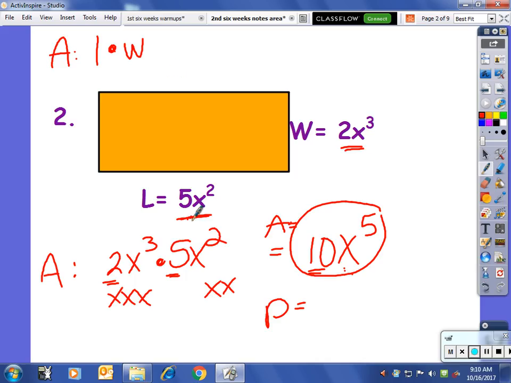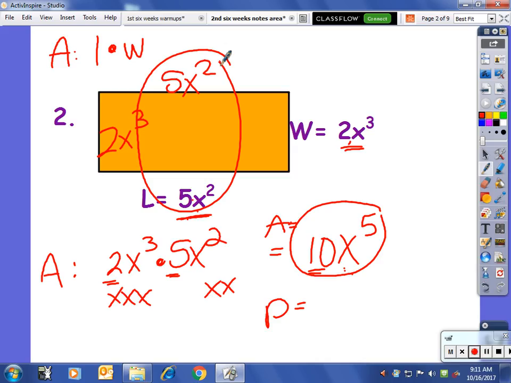However, this 5x squared could get added to the other 5x squared across from it. How much is that? I heard somebody say it, but I'm hearing lots of incorrect stuff. We're on perimeter, we're adding all the sides up, and you can only add terms that are exactly alike. Otherwise, you just put a plus sign in between them. 2x to the third and 5x squared cannot get added into one term because they're not like terms. But these are like terms.